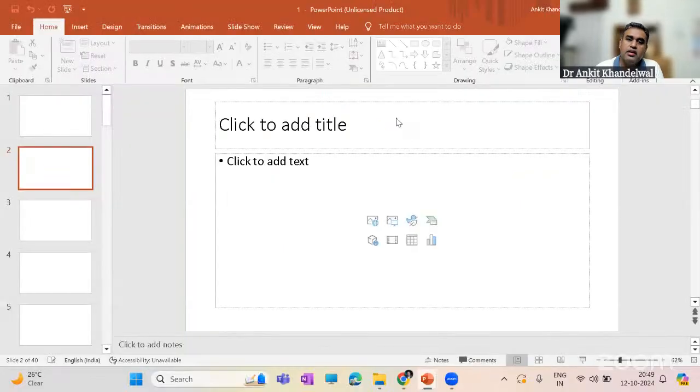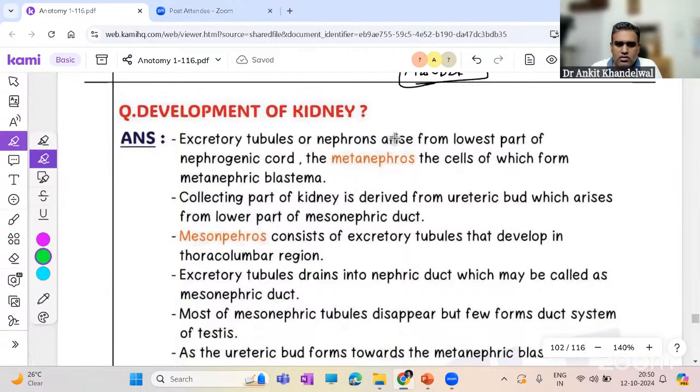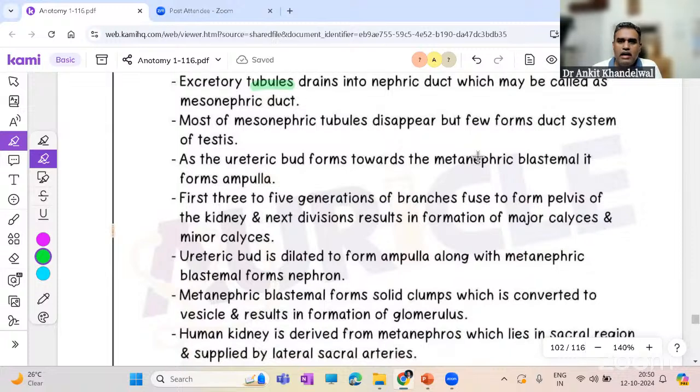Now let me take you to the world of notes, and here you can have some of it in a format. How to write? So notes wise, for the excretory part, you have the metanephros. The collecting part of the kidney comes from the ureteric bud, that you should know. From the mesonephric, you have some tubules which are left. You have a metanephric blastema and ureteric bud. These are the two main things that you need to remember. Let us remember these two names.